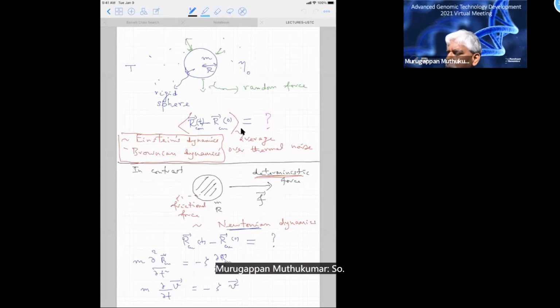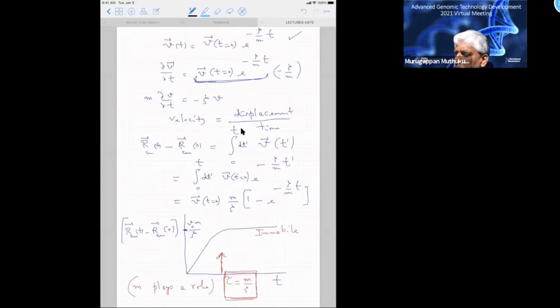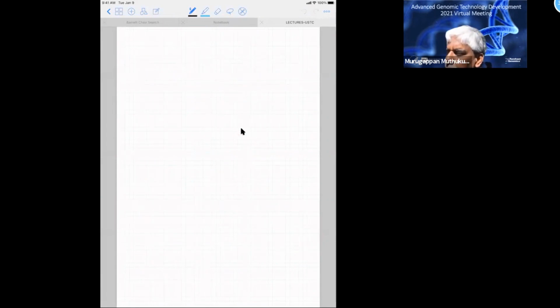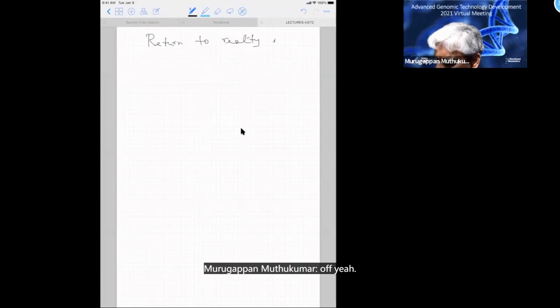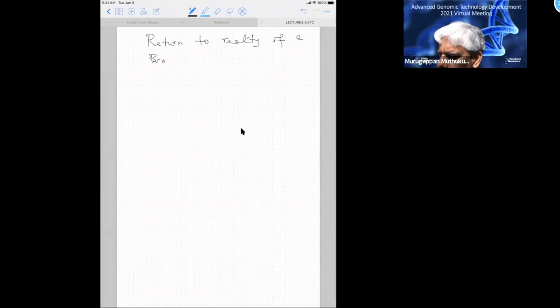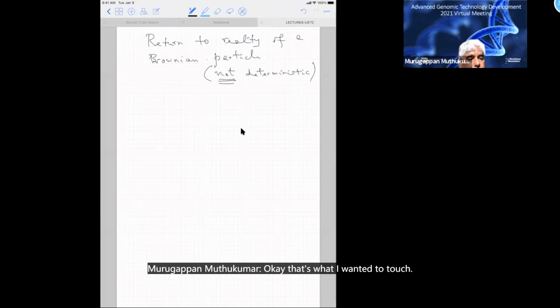Okay. So I'm going to return to the reality of a Brownian particle. That means not deterministic. Okay, that's what I want to return to.